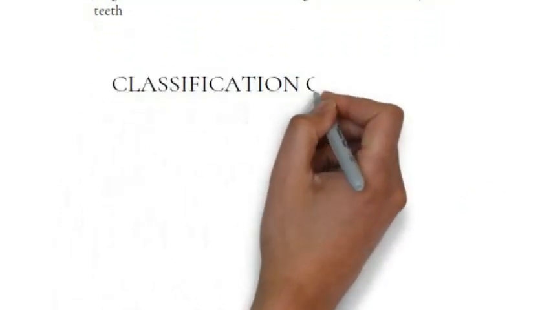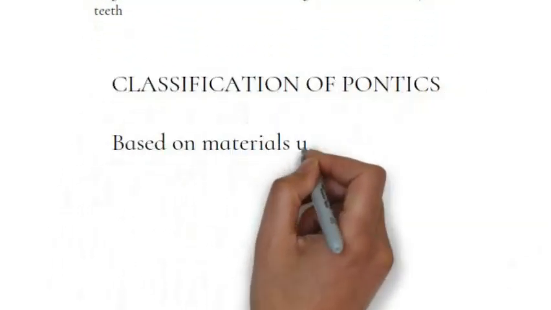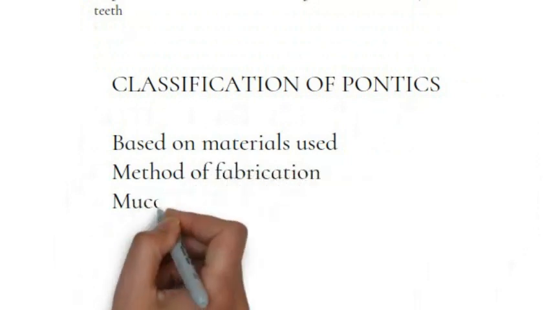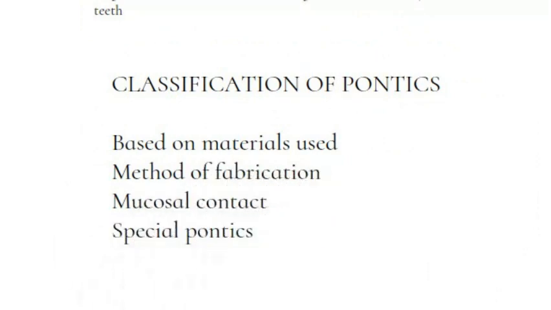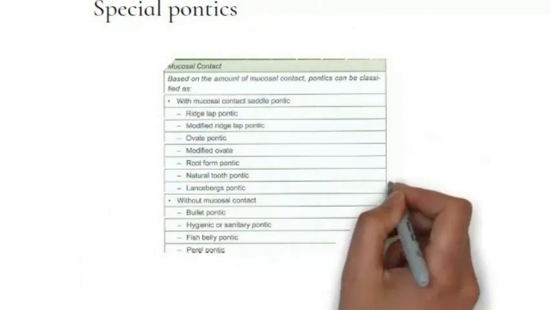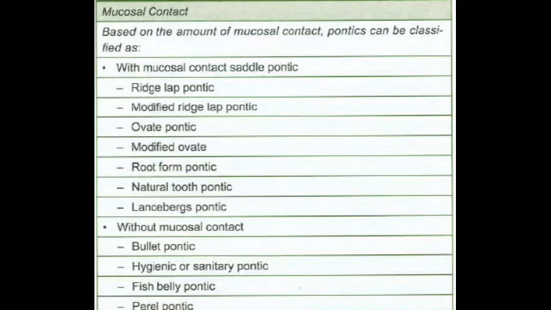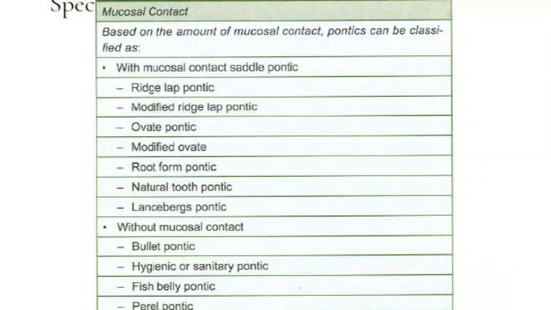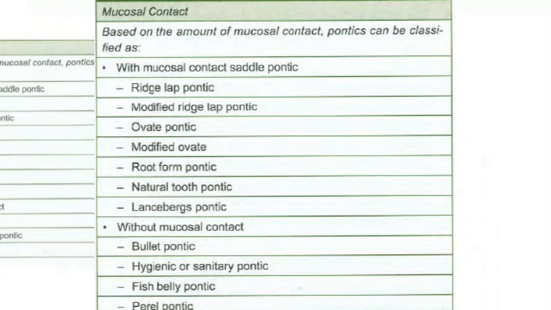Classification of Pontics. It is classified based on materials used, method of fabrication, mucosal contact, and special Pontics. Based on the mucosal contact, it is classified into ridge lap Pontic, modified ridge lap Pontic, ovate Pontic, modified ovate, root form Pontic, natural tooth Pontic, Lassenberg Pontic, bullet Pontic, hygiene or sanitary Pontic, fish belly Pontic, pearl Pontic.